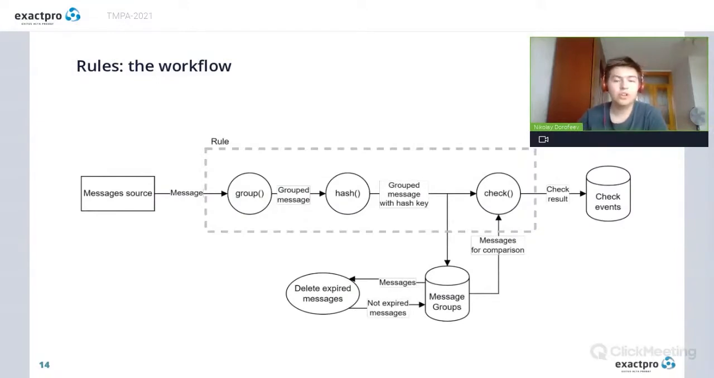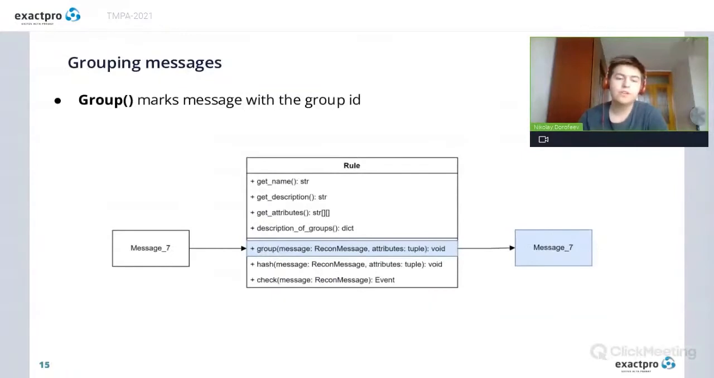The group, hash, and check methods in the rule class are responsible for message processing, which is performed sequentially from a group to hash to check for each and every incoming message. The group method analyzes a message using an algorithm written by the user and sets the message group ID for the algorithm to be able to allocate the message to an appropriate group.